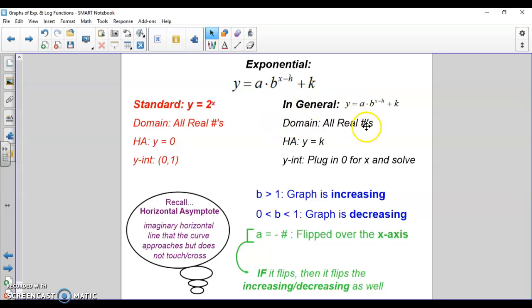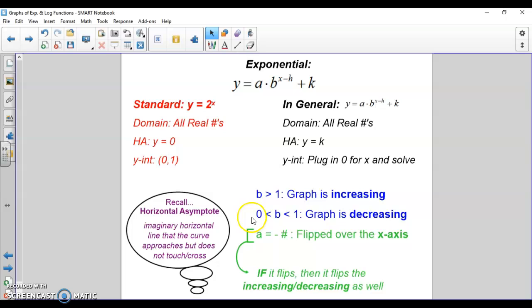But we're going to look in general here. Domain is something I'm not asking for in this one. You can plug in anything you want with exponential functions. It doesn't matter what you plug in. Negative numbers, fractions, radicals, positive, 0, whatever you want. We can plug that all in. We're bringing back asymptotes. Remember asymptotes? A horizontal asymptote is an imaginary horizontal line that the curve approaches but does not cross or touch. We're also going to be finding the y-intercept, where you just simply plug in 0 for x and solve. It's the most math we're going to have to do with this for exponential functions. You're also going to tell me if the graph is increasing or decreasing.